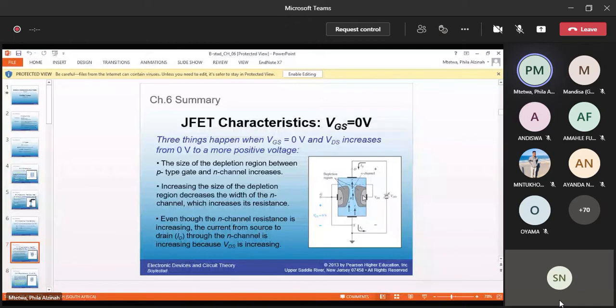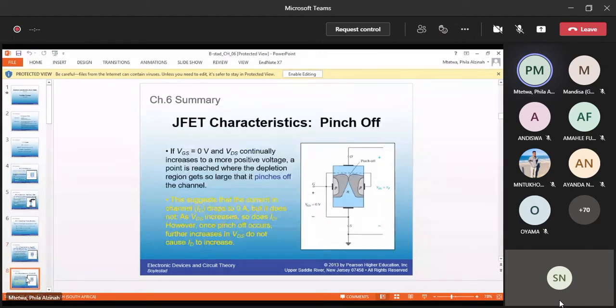Then there's this phenomenon called pinch-off voltage. If VGS is 0 and VDS continually increases to a more positive voltage, a point is reached where the depletion region gets so large that it pinches off the channel. This suggests that the current in the channel drops to 0, but it does not. As VDS increases, so does ID. However, once pinch-off occurs, further increases in VDS do not cause ID to increase.